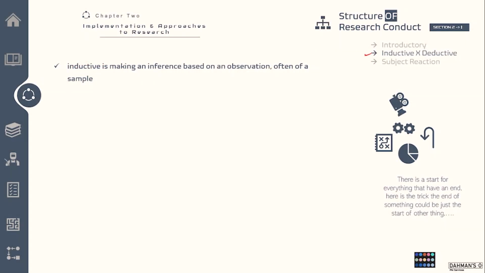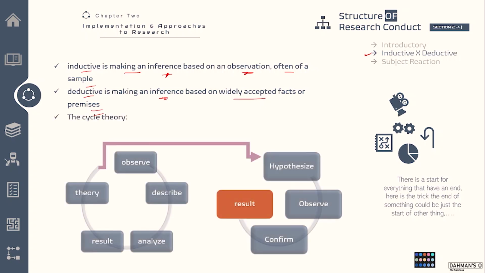In the first line, I would like to say that inductive is making inference, which is the final product, based on observation, often a sample. In deductive, it's making inference, the final product, based on a widely accepted fact or premises. Now, these are academic definitions of the meaning of the inductive and deductive structure of conducting research. If you look carefully at these definitions, it's exactly what we were seeing in the previous graph. I put this in a better way in an academic presentation instead of using my own imagination of a drawing.